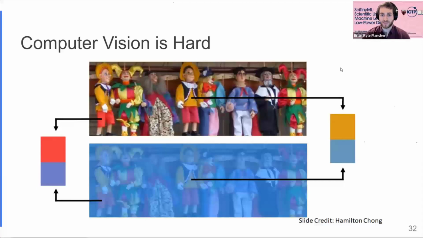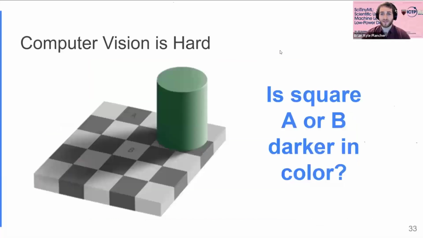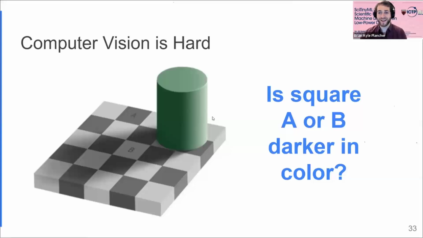So let's do one more because I think they're fun. Is square A or B darker in color? So A is up at the top here and B is in the middle. So now that you sort of know my game, which square is actually a darker color? A lot of people are saying A. A couple people I think have figured out my trick and have said that they are the same color.